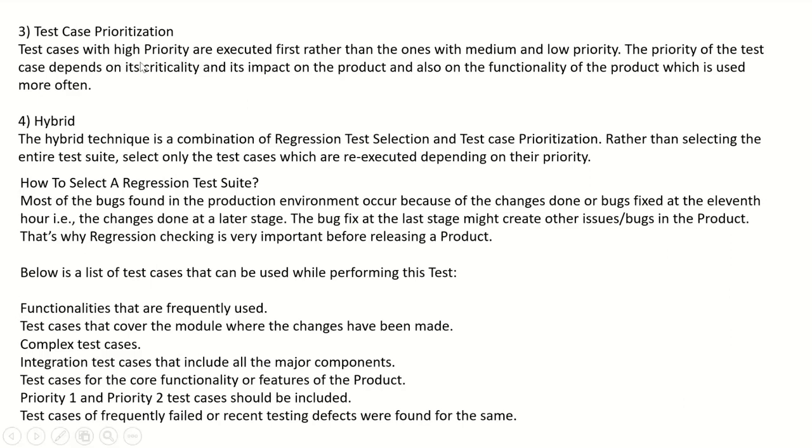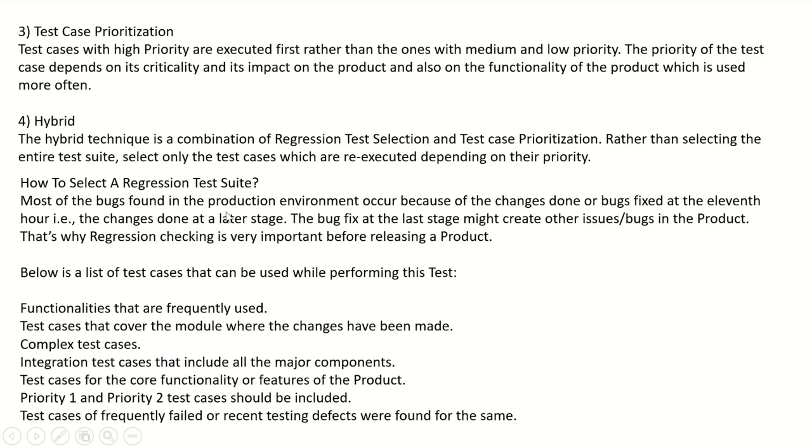The third one is test case prioritization. Here the test cases with high priority are executed first, before those with medium and low priority. The priority of a test case depends on its criticality and impact on the product, and also on the functionality of the product which is used more often. Then coming to hybrid. The hybrid technique is a combination of regression test selection and test case prioritization. So rather than selecting the entire test suite, select only the test cases which are to be re-executed depending on the priority.